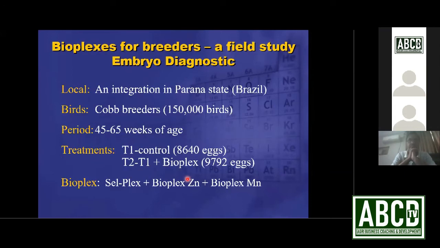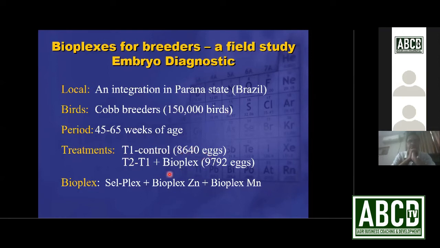Let's see one example, one study that was conducted in Brazil. This was an embryo diagnostic study, a Bioplex for breeders. It was a field study in a very famous company over here. They used cobb breeders, 150,000 birds each. The birds received the experimental diet from 45 to 65 weeks of age. So they just had a control diet.